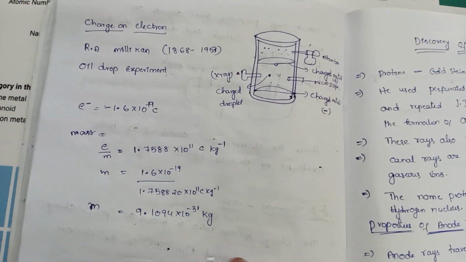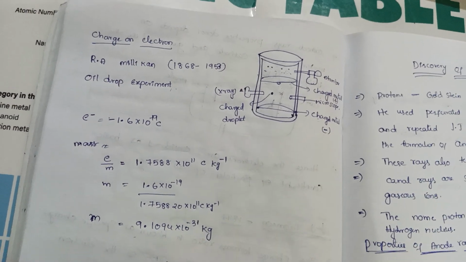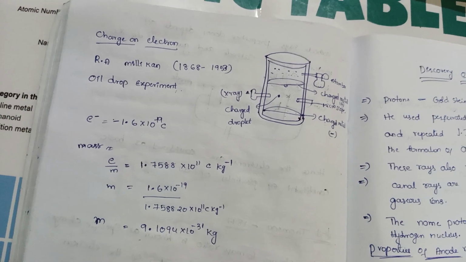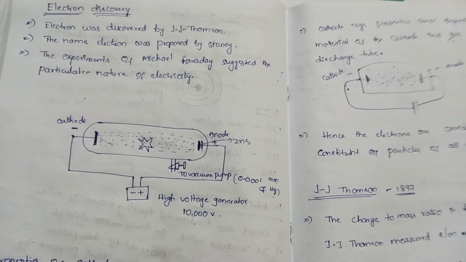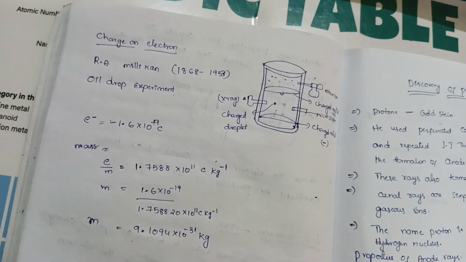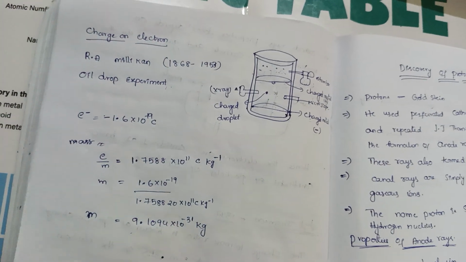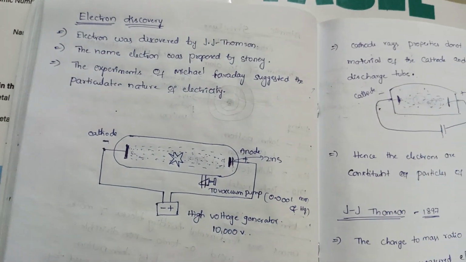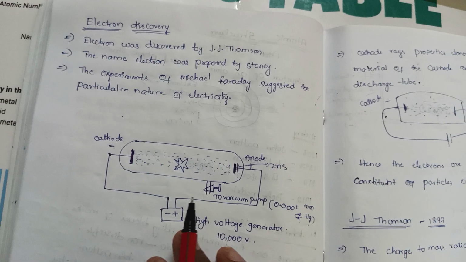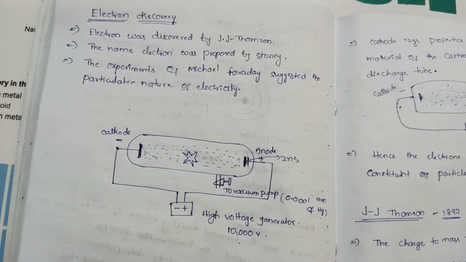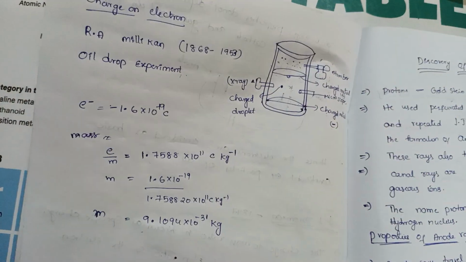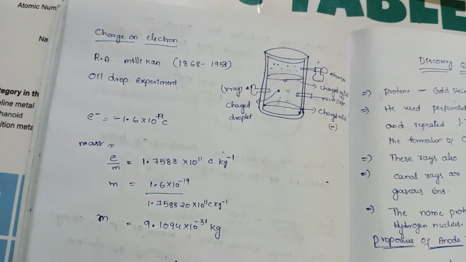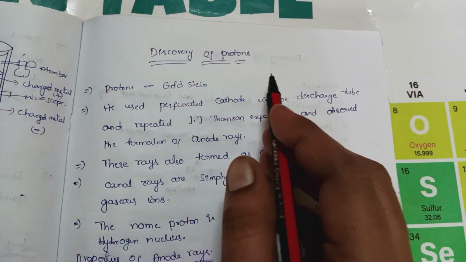By using the cathode ray experiment, he calculated the charge on the electron, the e by m value, and the discovery of the electron was done. And next, the discovery of protons.